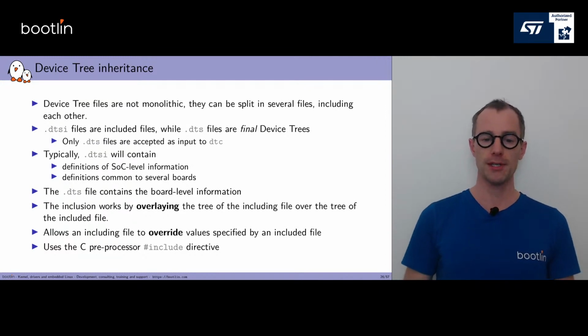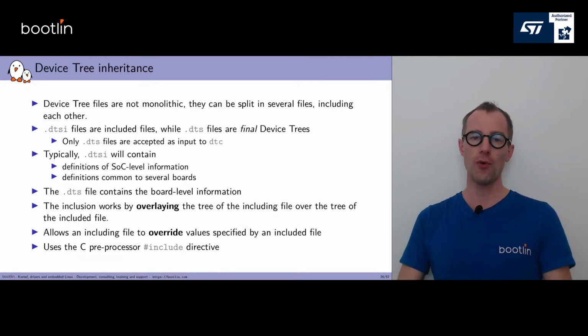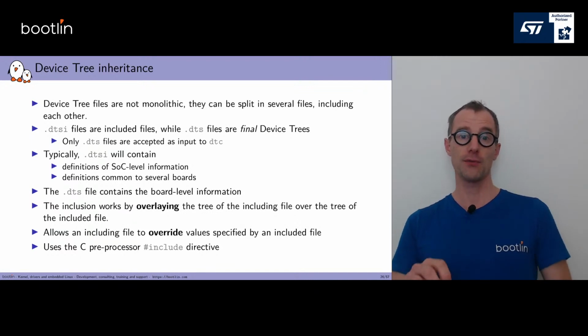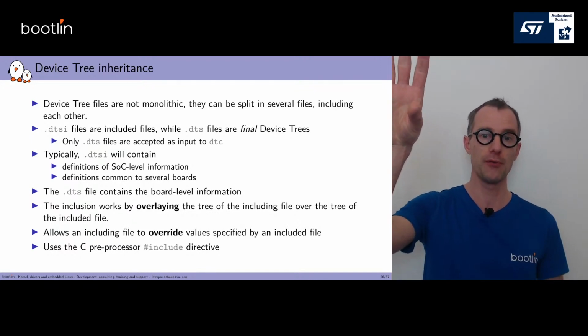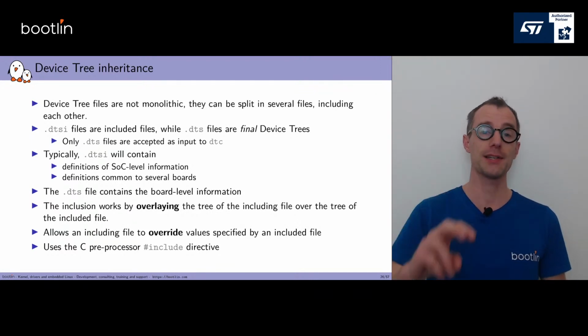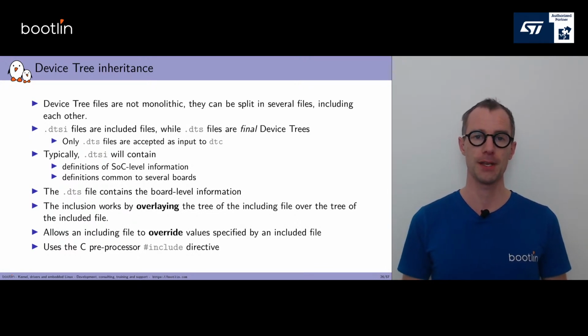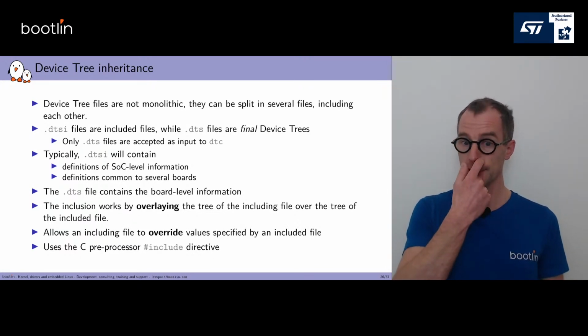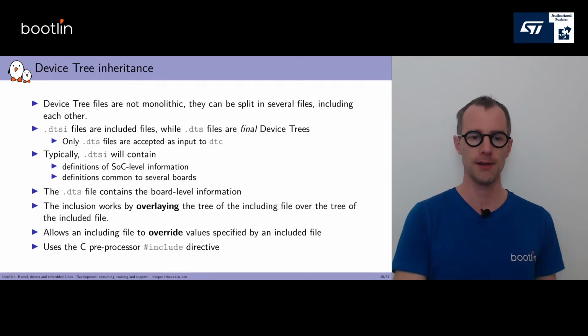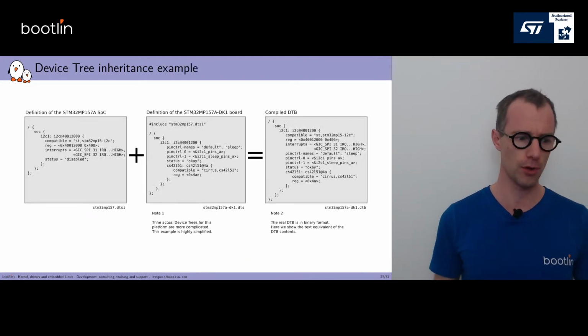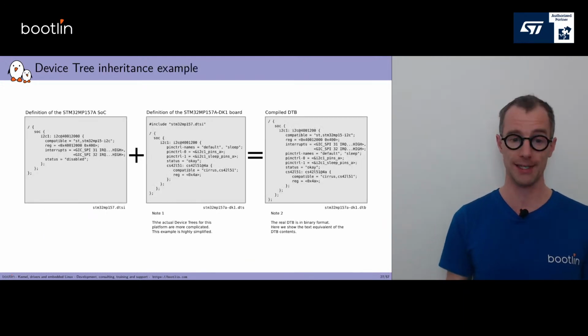But what happens is that if one tree overrides a property defined by a tree before it, it will really take precedence over the one that comes before. So that allows you to override details that were provided by other DTSI files. Let's make that more concrete on a real example.